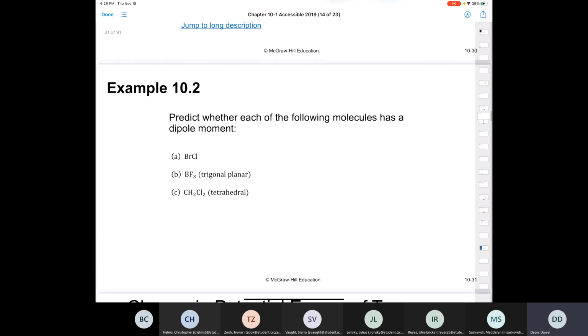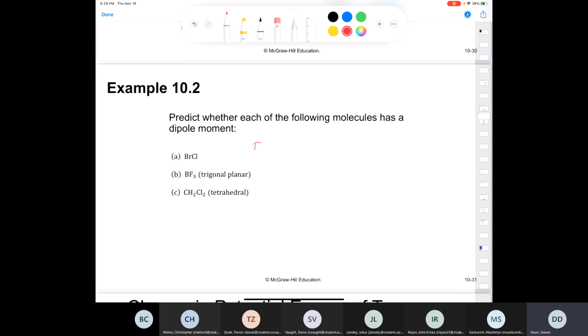Well, let's look at another example. I'm not going to ask you anything about microwave ovens, so let's just move on. It says, predict whether each of the following molecules has a dipole moment. Let's start with the first one, BrCl.